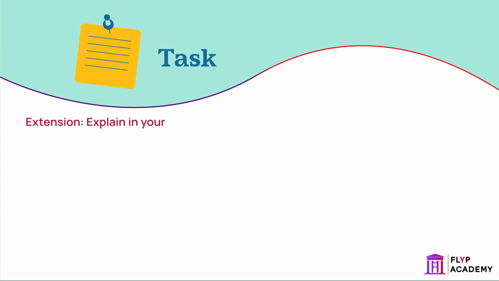Extension. Explain in your own words the importance of biodiversity. Biodiversity is the range of different living organisms in an ecosystem or on Earth. It is very important in maintaining the stability of ecosystems. The higher the level of biodiversity, the more variety of organisms there is, and the more stable the ecosystem is.